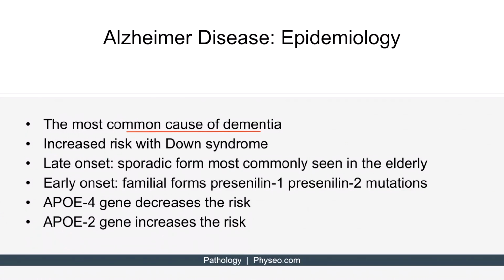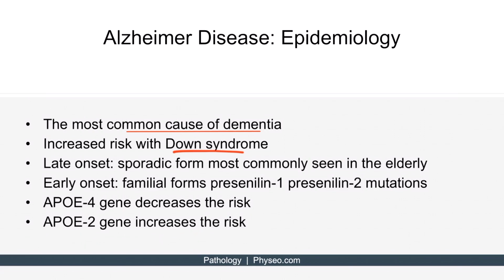This is the most common cause of dementia and is most commonly seen in the elderly. Patients with Down syndrome have an increased risk, and this is thought to be a result of the APP gene, which is on chromosome 21. And recall from genetics that Down syndrome is due to trisomy 21.